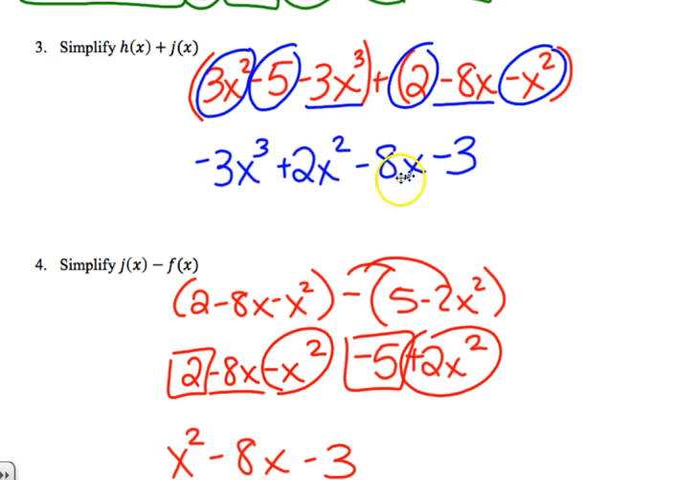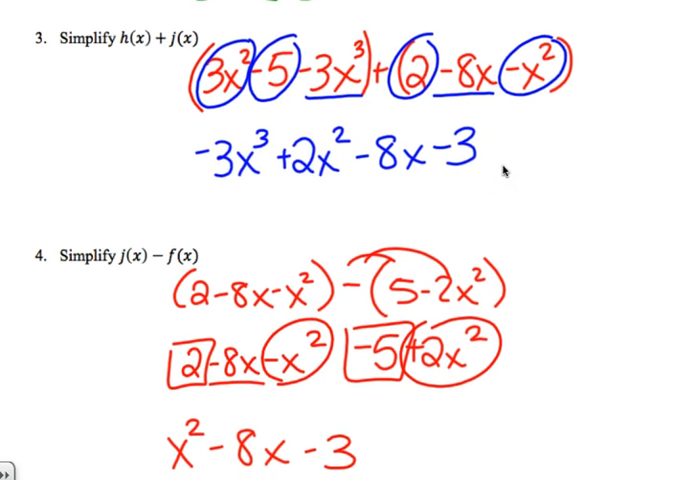Now again, you could have them in any order. You could have 2x squared minus 3x cubed minus 8x minus 3. But remember, for an easy check, to put it in standard form would be the easiest way to check it.